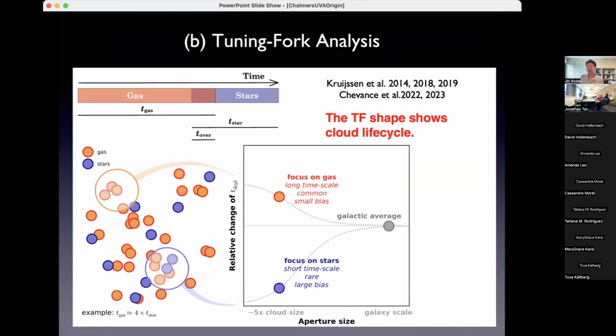And then there is a group of theorists, Daniel Kruijssen, a very smart person. So he came up with the idea that this entire shape of the tuning fork can be explained by the molecular cloud life cycle. So the cloud life cycle they had in mind is something like this. A molecular cloud forms and then lives for the duration of t_gas. And near the end of its lifetime, at the middle of its lifetime, it forms stars, and gas and stars coexist for some duration of time, which they call t_overlap between gas and stars. And then molecular clouds die, and stars survive, and the lifetime of stars is t_star. Okay, so that's the life cycle they have in mind.